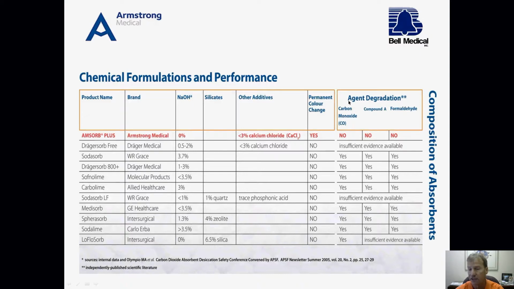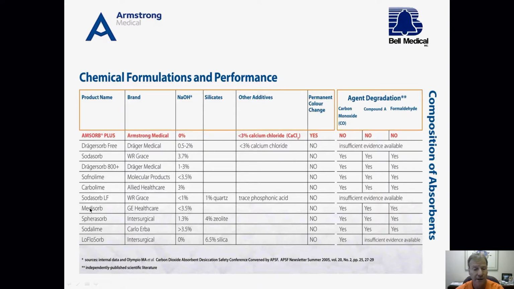We have a permanent color change. If you notice, no one else has a permanent color change. We also do not degrade the agents. So the anesthetic agents, as they pass through other absorbents, especially absorbents that have been desiccated or dried out or used, they degrade the agent and it converts to these other toxins. So the agent gets ineffective and it produces bad chemicals. And we don't, under any circumstances, ever produce those toxins, yet you can see everybody else, when they're dried out, can produce those toxins.